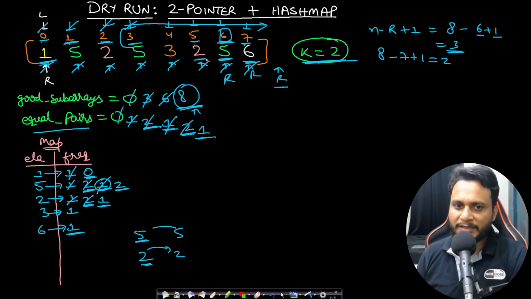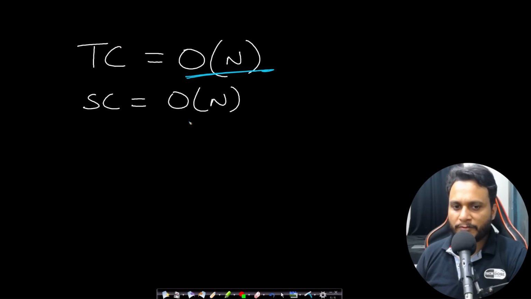So every element is traversed no more than 2 times. And so if there are n items, we are traversing order of n times, 2n times, which will come out to be order of n. And the space complexity can be order of n due to the hash map. So the time complexity is order of n, space complexity order of n. Let's now look at the code.